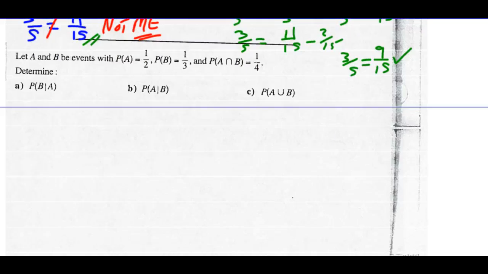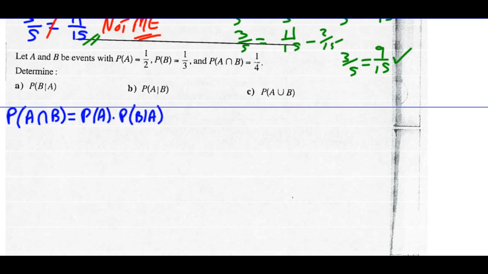On this page, let A and B be events with probability of A is 1/2, probability of B is 1/3. The probability of A intersect B is 1/4. Determine the probability of B given A. So if you go to your formula sheet, we're told that the probability of A intersect B is given by the probability of A times the probability of B given A.